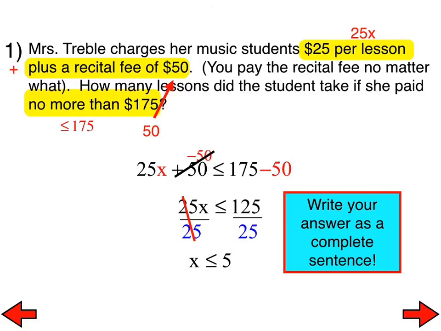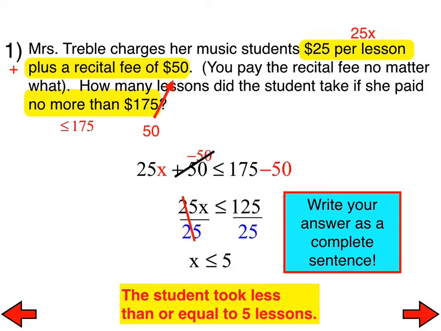You can say it as no more than, or you can say the student took less than or equal to, or you can say the student took 5 lessons or less. Or at most 5, any of those are acceptable. Any questions about number 1?